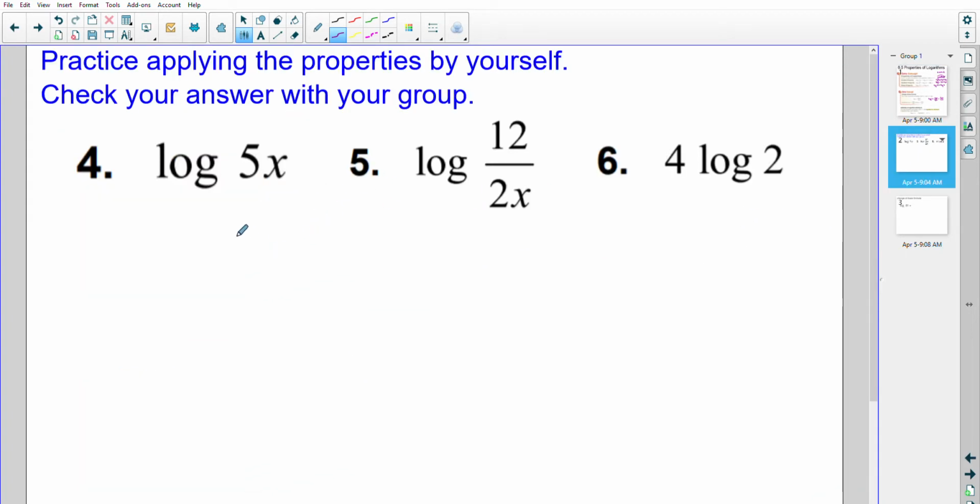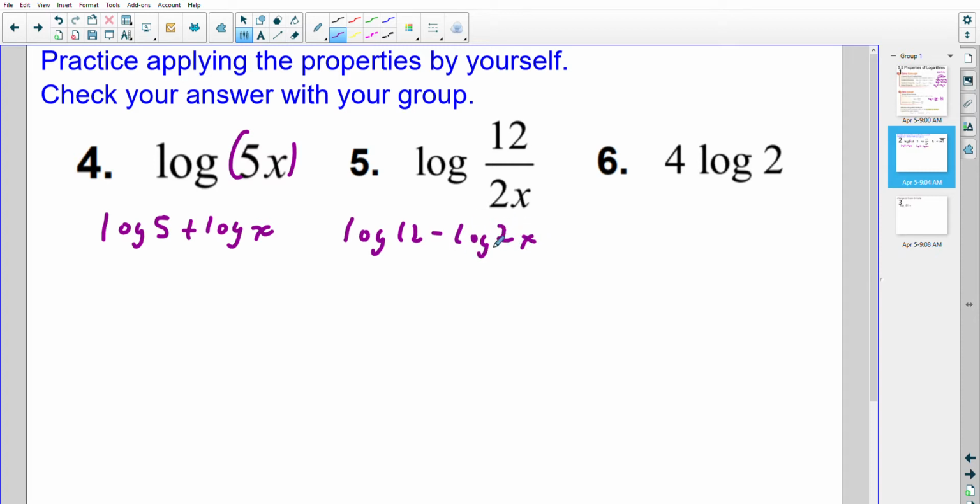In these types of questions, it may say to expand. And so we're going to use those properties. This is a product. So it can be written as log of 5 plus the log of x. You can't go any further than that. How about this one? Log of 12 minus, because it's a quotient, the log of 2x.